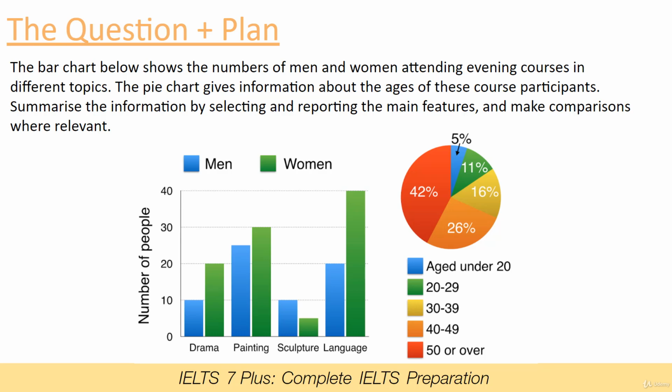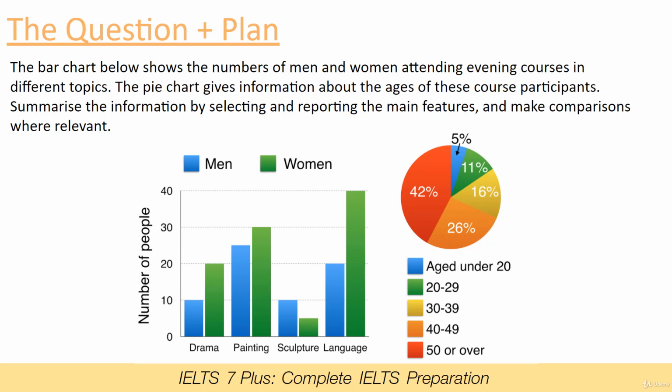The first thing I can see is language has what seems to be a pretty high number of enrollments. Sculpture, not so much. Painting seems quite popular. Drama, so-so. Okay, so that's pretty much the bar chart. Let's take a look at the pie chart. So first thing I see is in red, 42% of 50 and over. This could maybe be things I describe in my overview. And then we have ages from 20 to 50.